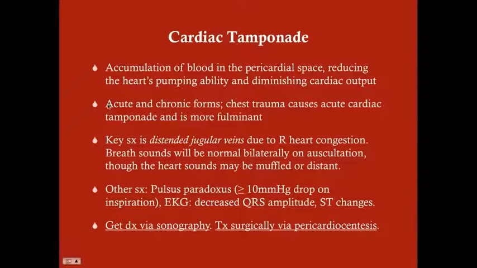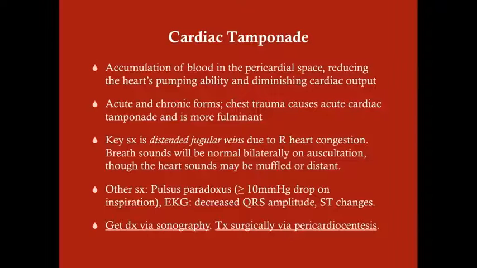Just remember, with trauma, it doesn't take a whole lot of blood in the pericardial space to cause cardiac tamponade. The key symptom with cardiac tamponade, and this is what's going to help you differentiate it at least from hypovolemic shock, is distended jugular veins. Now, with hypovolemic shock, you have a loss of volume, so you're not going to have distended jugular veins because you don't have enough volume.